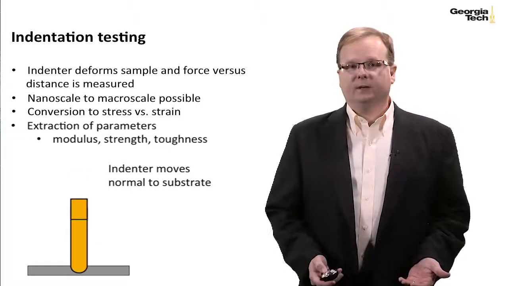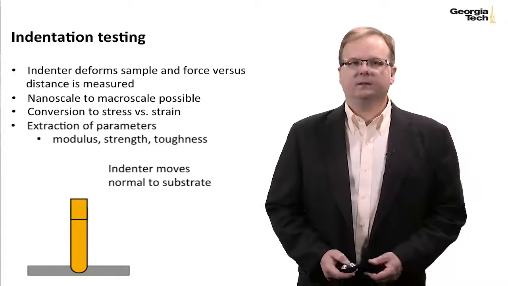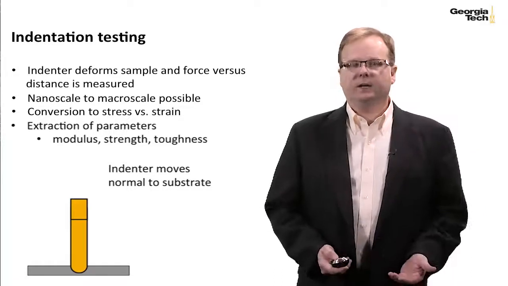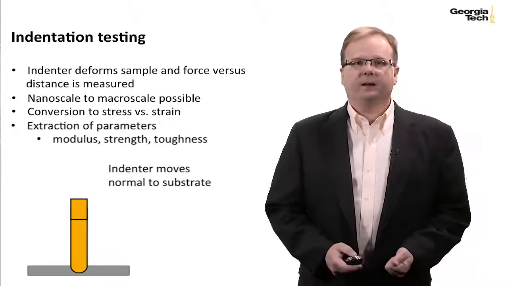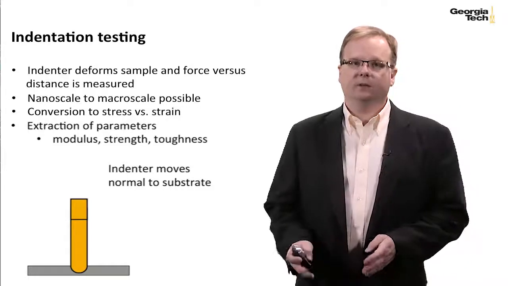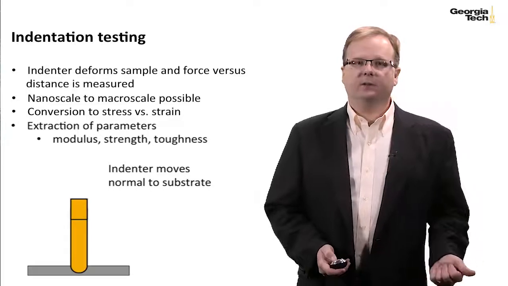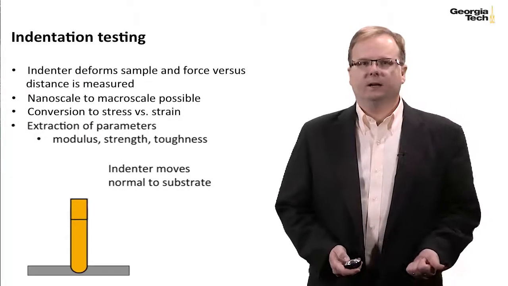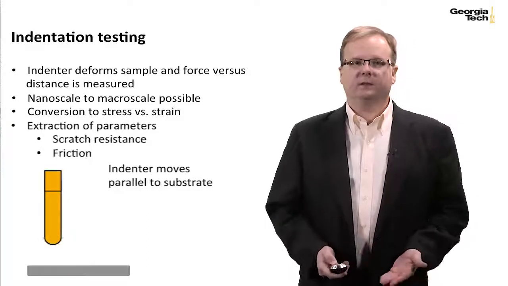It deforms the sample, and force on the indenter is measured as a function of distance. Now the indenters can be nanoscale, microscale, or even macroscale. Usually the force versus distance has to be converted into stress versus strain, and this allows extraction of parameters like modulus, strength, or toughness.